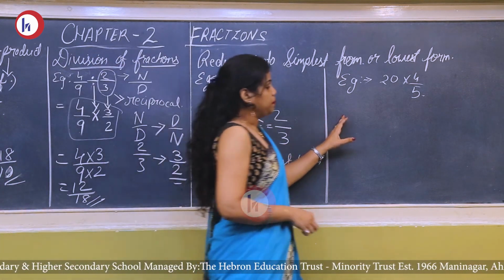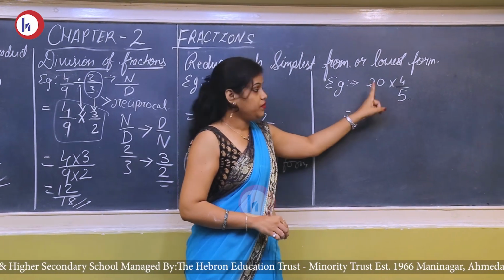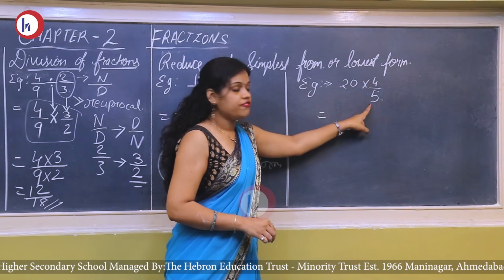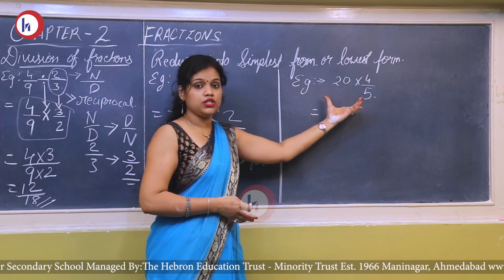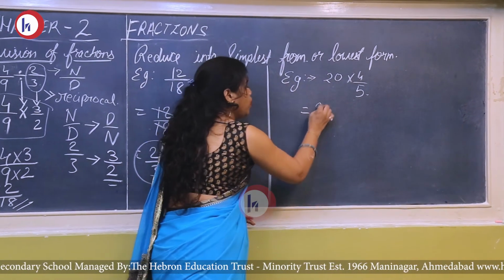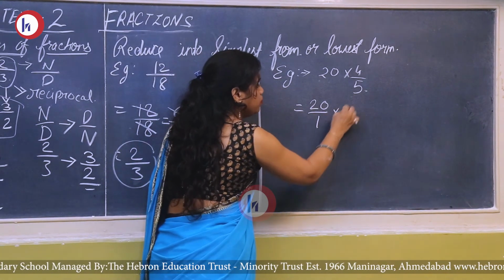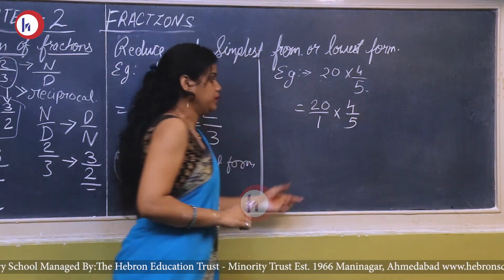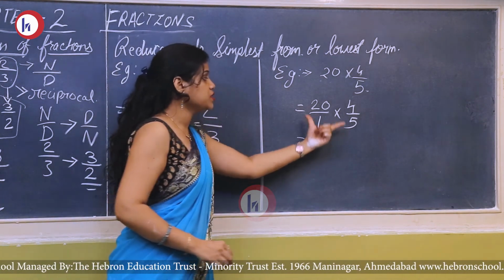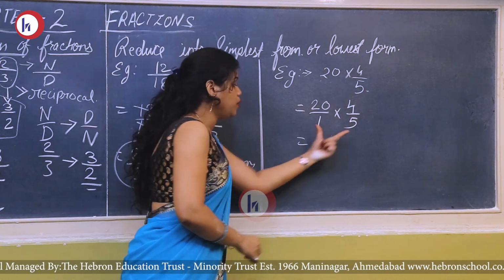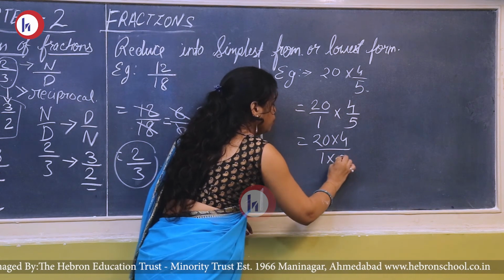Let's take one more example. Now here you can see I have taken an example in which one whole number and one fraction are there, and you have to find the lowest form of this. So first thing is you have to multiply the fractions first. What we will do, I have explained earlier, 20 divided by 1 you will write down, and 4 upon 5. Now you have to multiply both the fractions. How do we multiply the fractions? Numerator with numerator and denominator with denominator. 20 into 4, 1 into 5.